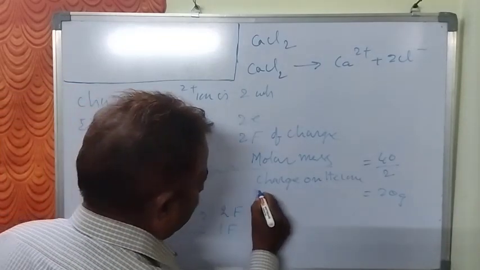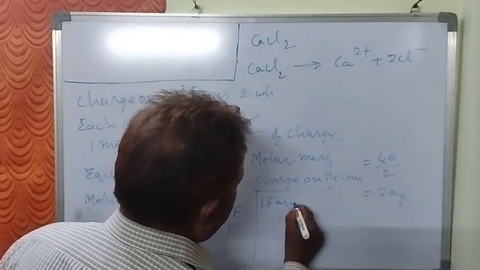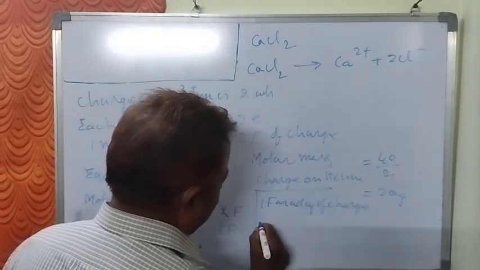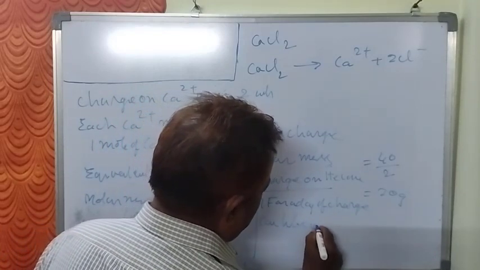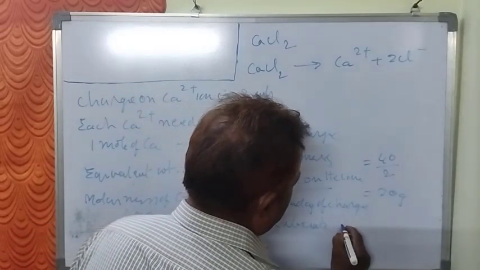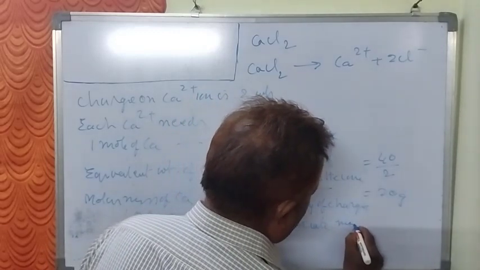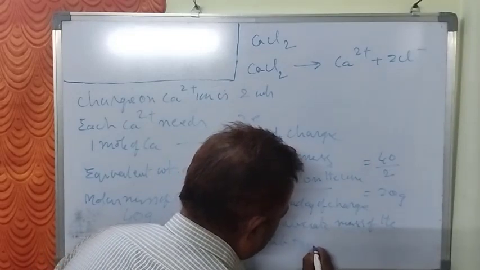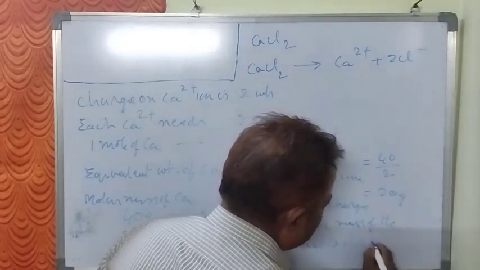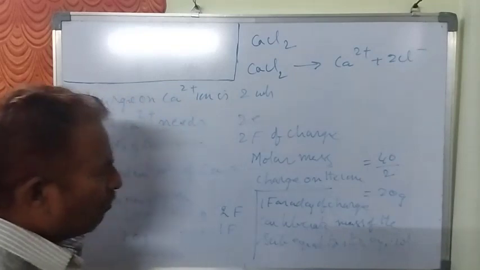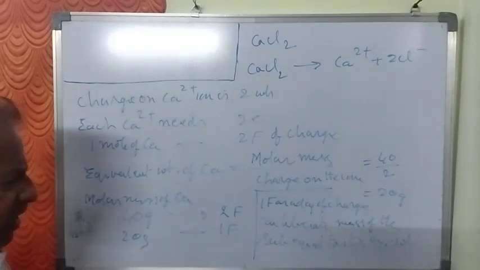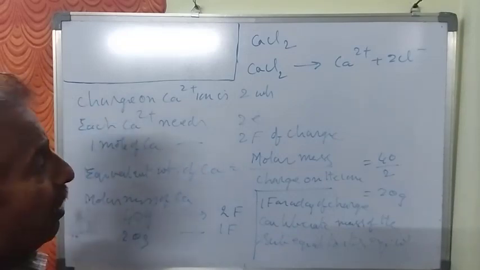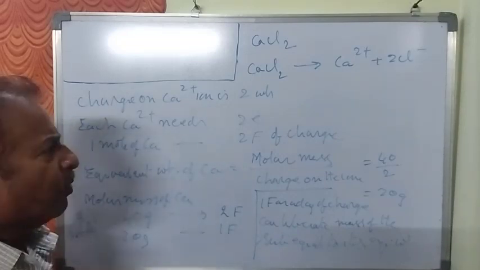Therefore, from this we can conclude that 1 Faraday of charge can liberate a mass of the substance equal to its equivalent weight. So 1 Faraday of charge can liberate a mass of any substance which is equal to its equivalent weight. Now, based on this, let us do simple problems.